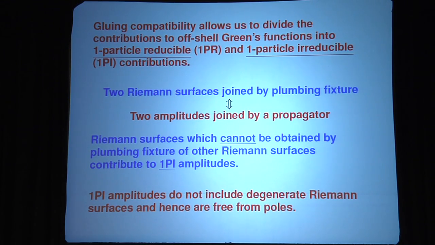and calling them one particle reducible and one particle irreducible contributions. And the idea is that whenever two Riemann surfaces are joined by plumbing fixture, we think of this as two amplitudes joined by a propagator. And so, from this perspective, Riemann surfaces which cannot be obtained by plumbing fixture of other Riemann surfaces contribute to one particle irreducible amplitudes. The others will be considered one particle reducible. And one particle irreducible amplitudes have the nice property that they do not include degenerate Riemann surfaces and hence are completely free from poles.